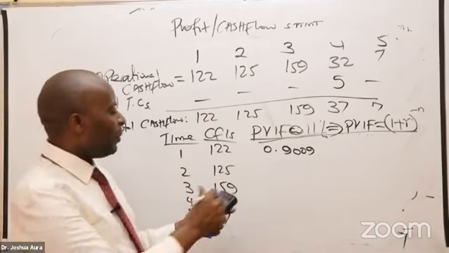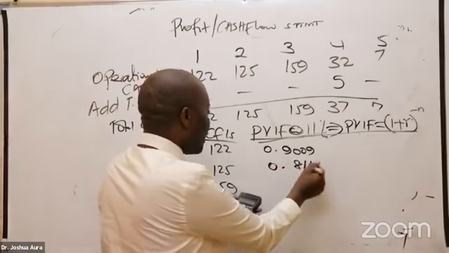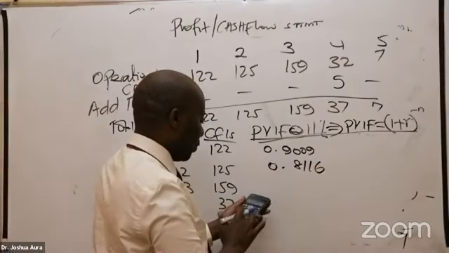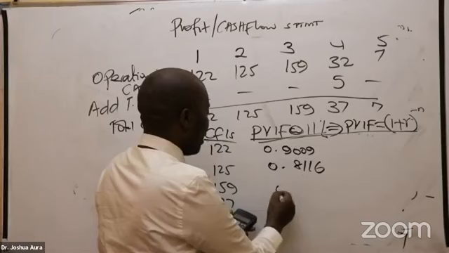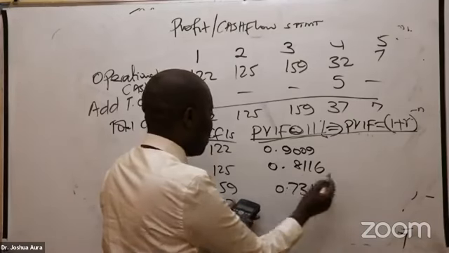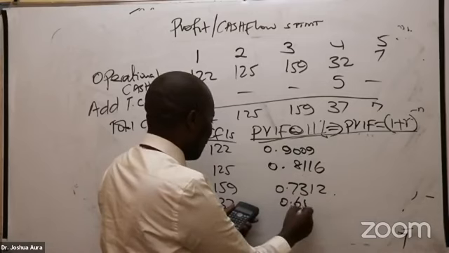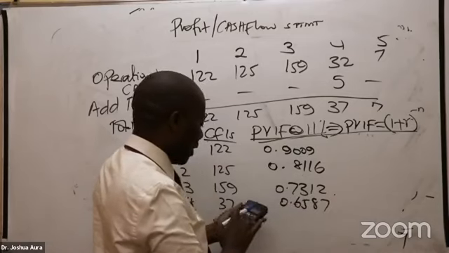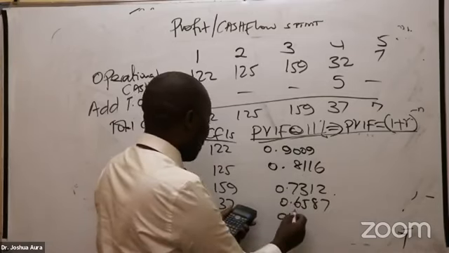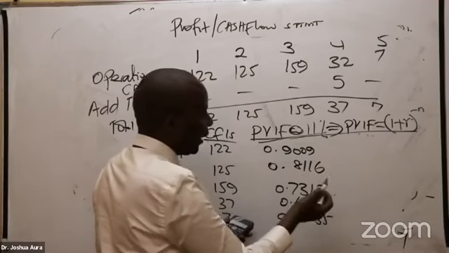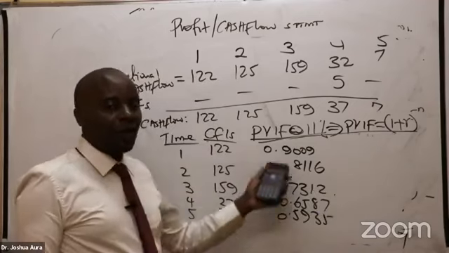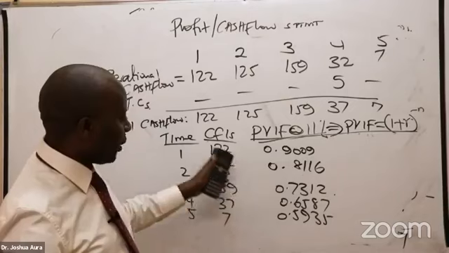Which will give me 0.8116 raised to negative 3. This will give me 0.7312 raised to negative 4. This will give me 0.6587 raised to negative 5. This will give me 0.5935, like that. So having gotten the PVs, I need to use them to discount the cash flows.